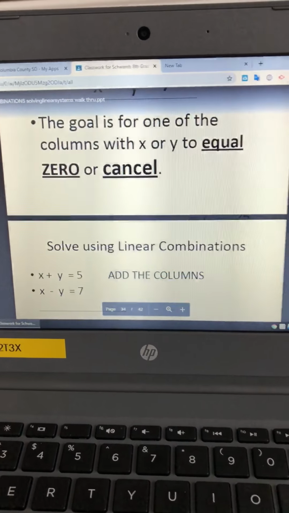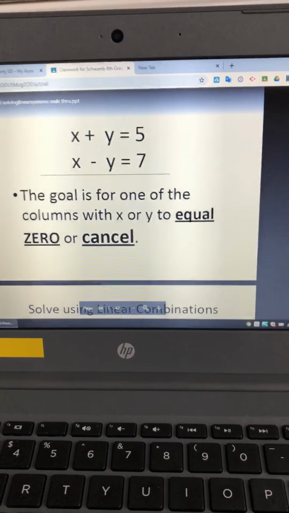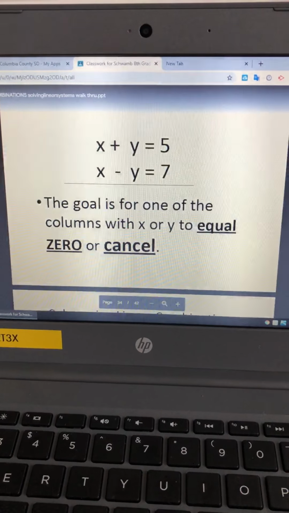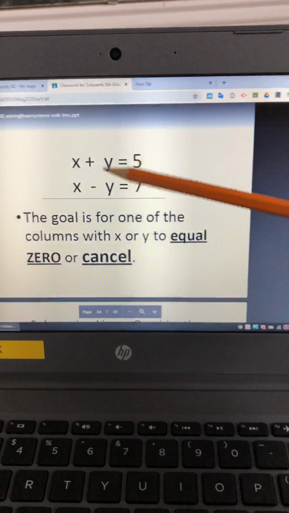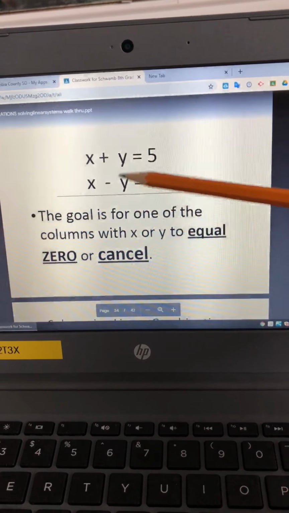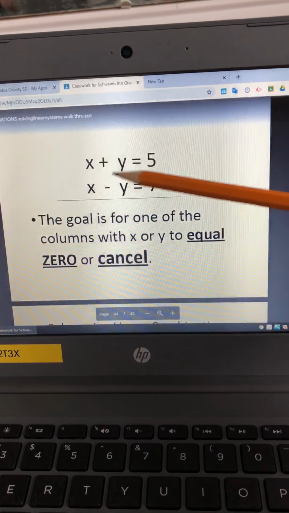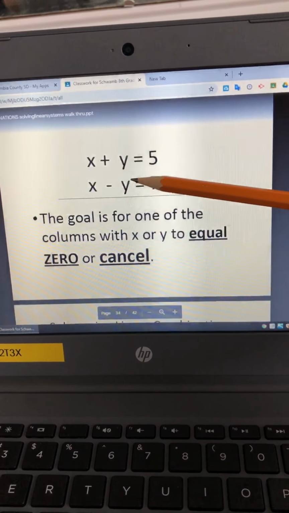And this, the canceling out of those variables, is exactly what has to happen. So if you look on this slide, it says the goal in this method is for one of the columns with x or y to equal 0 or to cancel. So this has to be present. Sometimes it's not. On most of the problems I'm going to give you, it's already going to be present there.